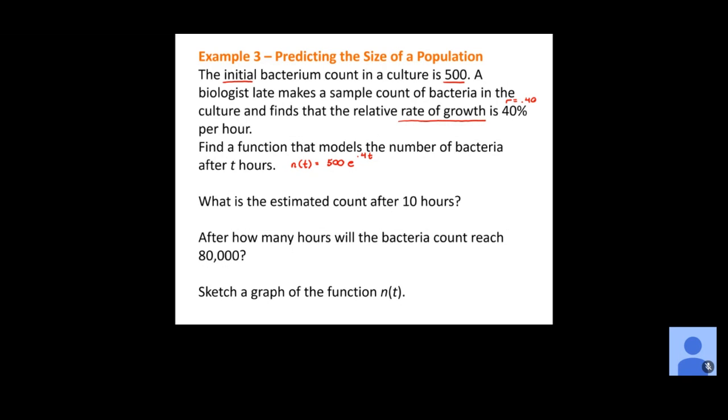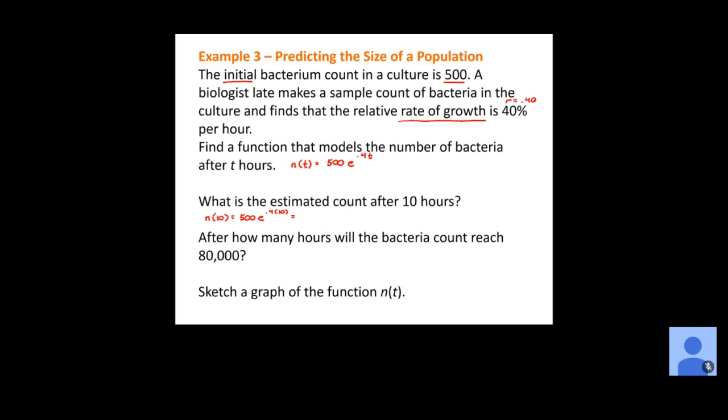Now we want to know the estimated count after 10 hours. Well, t was measured in hours, and they're giving us a number of hours, so we just have to substitute that in this time. So we're looking for N of 10. That's going to be 500 times e to the 0.4 times 10.